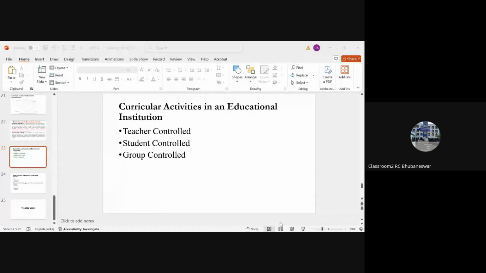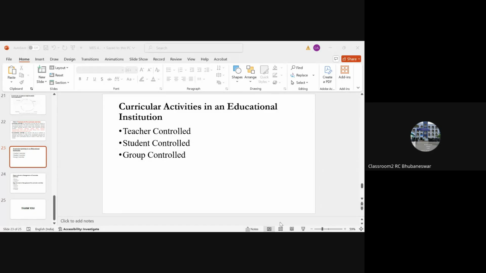Next is project work. Under student control, another is project work. Under project work, we can say assignments, homework, project related to painting, essay writing, or any type of developing write-ups, making charts and posters. These are the different variety of projects we have to give to the students for their engagement and learning.